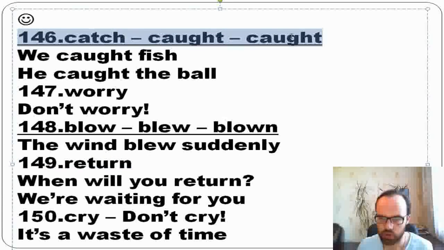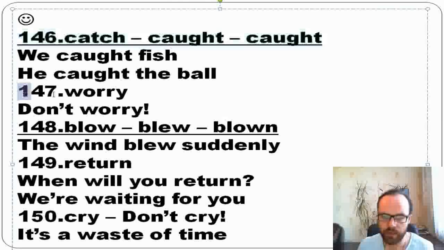Catch, caught, caught. We caught fish. He caught the ball. Worry. Don't worry. Blow, blew, blown. The wind blew suddenly. Return. When will you return? We're waiting for you. Cry. Don't cry. It's a waste of time.